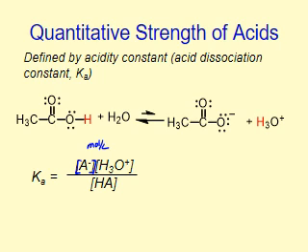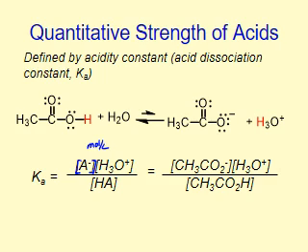Now, that's not entirely true, and there is a concept related to activities that will be covered in analytical or physical chemistry, but it's out of the scope of organic chemistry. So for our purposes, therefore, we can again look at this equilibrium and say it's related to the concentration of the acetate ion, the conjugate base, times the concentration of hydronium ion over the concentration of acetic acid.